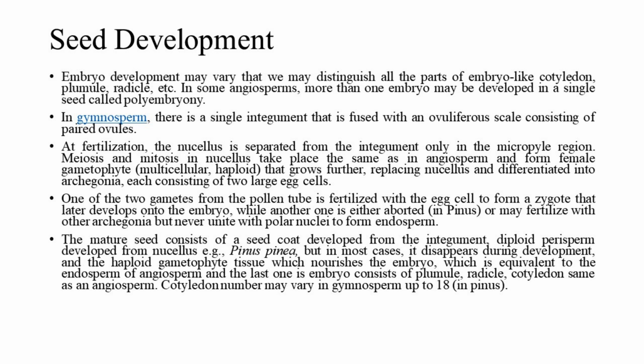The mature seed consists of a seed coat developed from the integument; diploid perisperm developed from the nucellus, for example Pinus pinea, but in most cases it disappears during development; the haploid gametophyte tissue which nourishes the embryo, which is equivalent to the endosperm of angiosperm; and the last one is the embryo, which consists of plumule, radicle, and cotyledon, same as in angiosperm. Cotyledon number may vary in gymnosperm, up to 18 in Pinus.